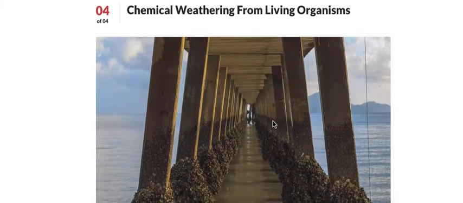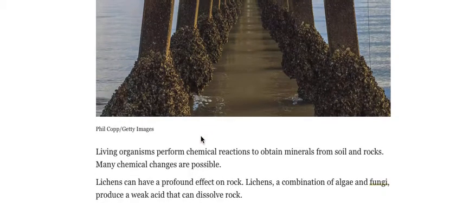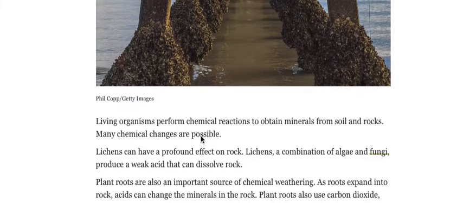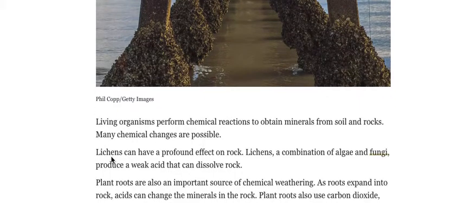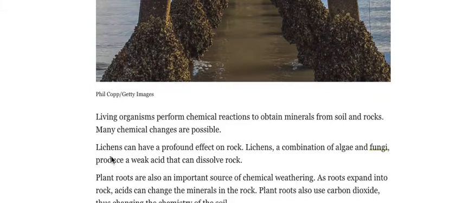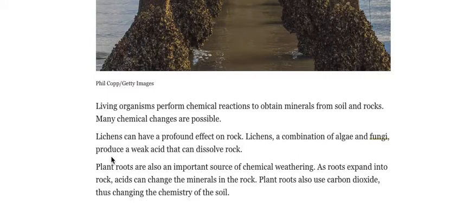There's also chemical weathering from living organisms. Oh, look, this is under the dock or a pier on an ocean, and look at all these living things clinging to the posts of this dock. Living organisms perform chemical reactions to obtain minerals from soil and rocks. Many chemical changes are possible. Lichens, that's how that's said, lichens can have a profound effect on rock. Lichens, a combination of algae and fungi, produce a weak acid that can dissolve rock.